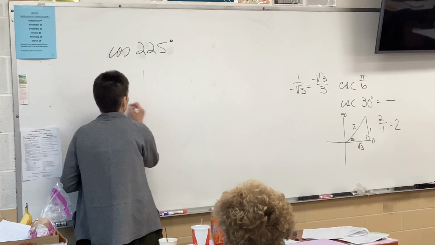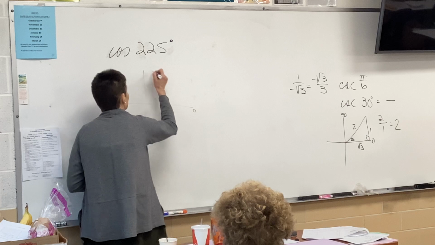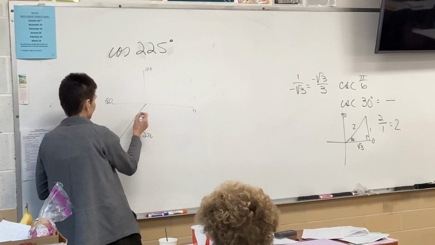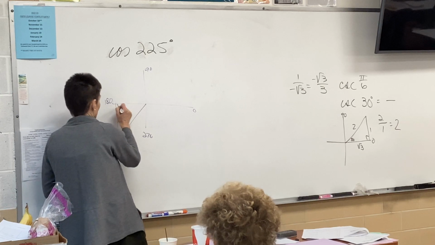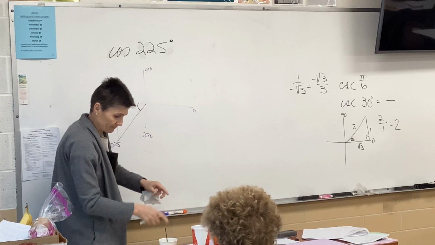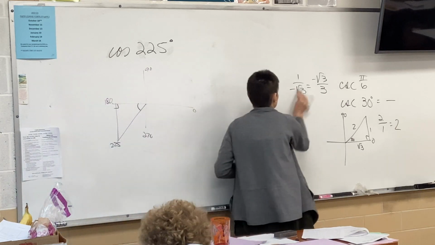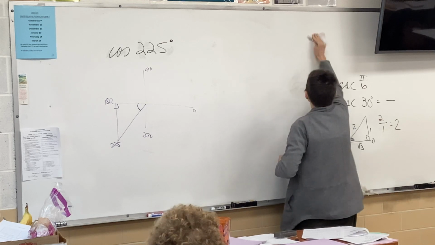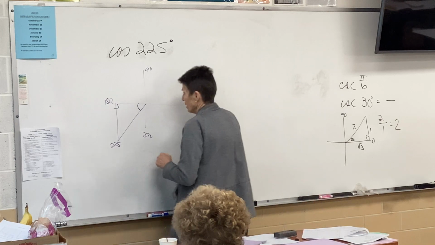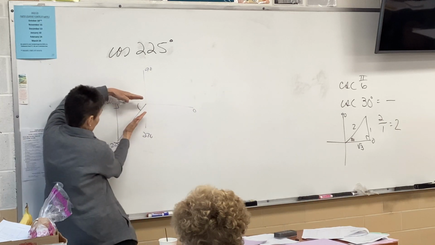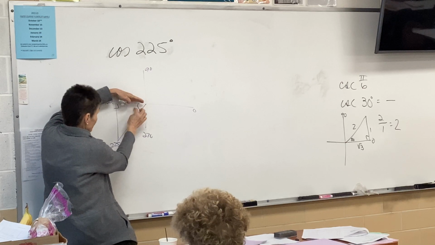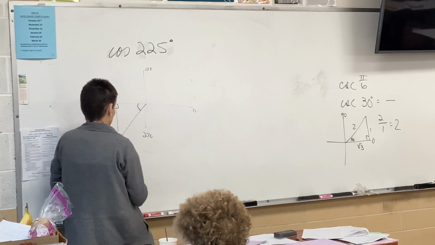Okay, so 225, where is it? Here? All right, I need this angle right here. How big is that angle gonna be? 45 degrees. Very good. How do I know that's 45 degrees? Because this is 180 and this is 225, and there's 45 degrees between those.